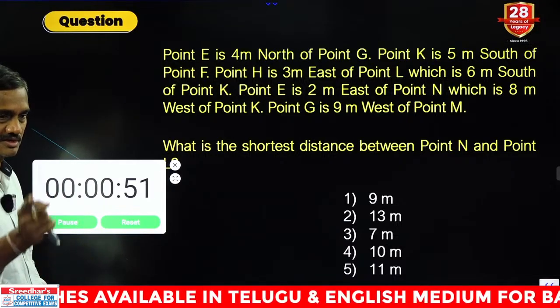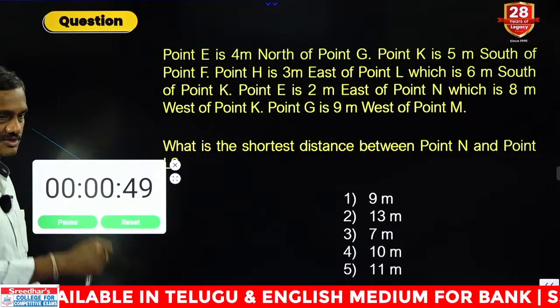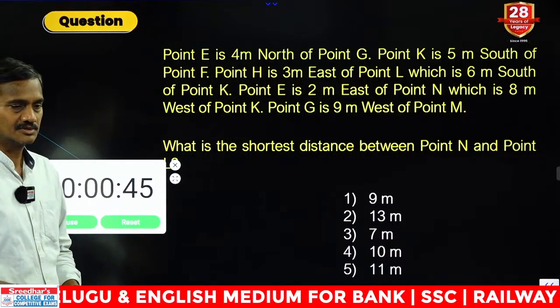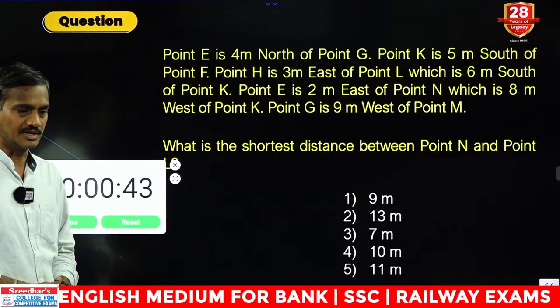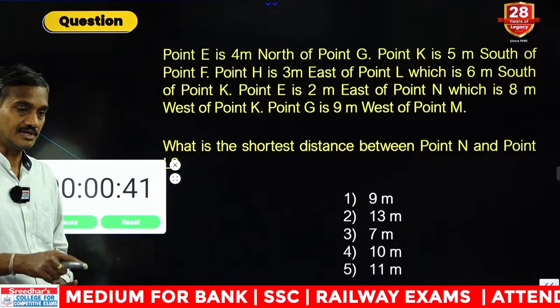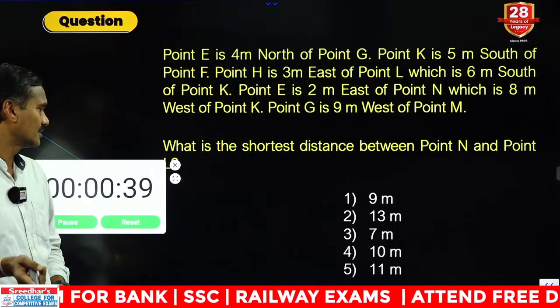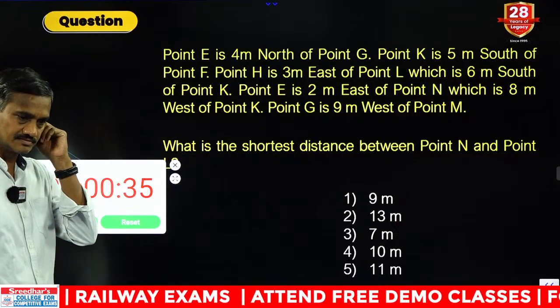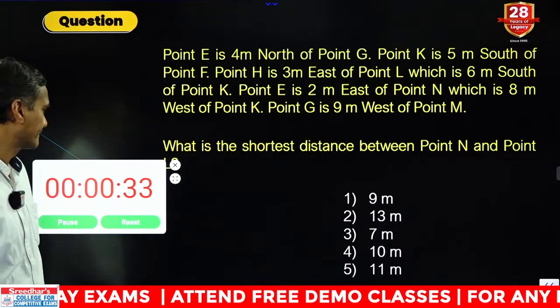Some oranges are red. Only some oranges are red. That means all oranges cannot be red. Clear, Kavya? All oranges cannot be red. All red can be orange. All oranges cannot be red. Always in the reverse order. Okay?